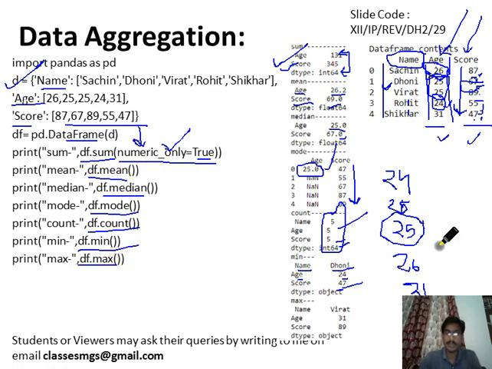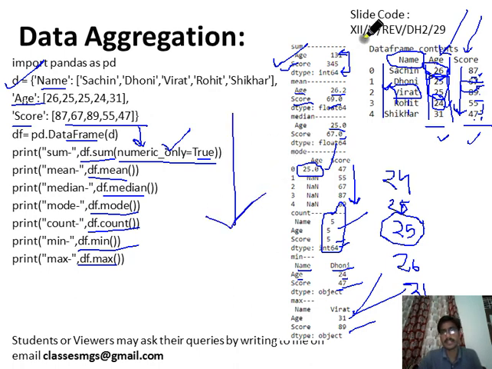And df.max will print the maximum value. Name, what will be the maximum value? Which comes last in ABCD? V comes last, so Virat will be the maximum in the name column. Age column 31, and score column 89. So this is how we can compute the data aggregation methods. Let me move ahead.